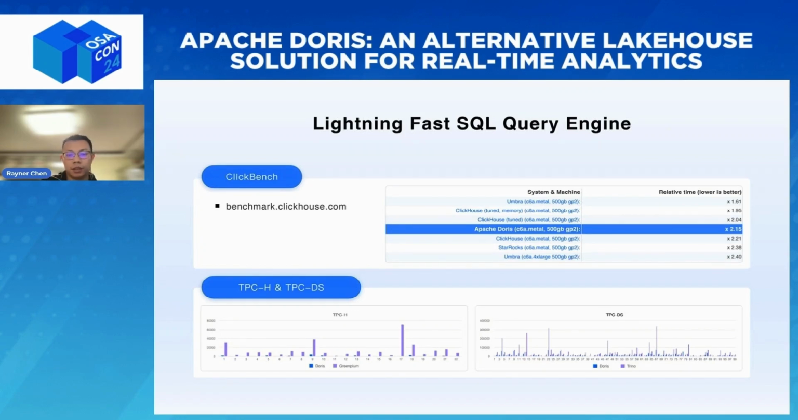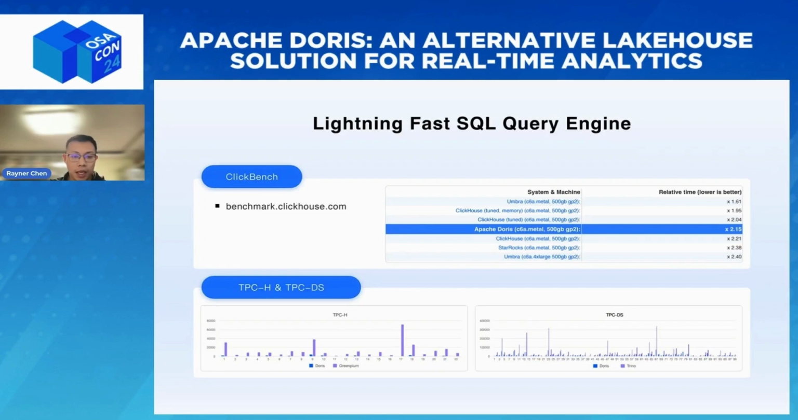Because ClickHouse still doesn't prefer multi-table join queries, we run these benchmarks and compare to other popular databases. In the TPC-H benchmark, we compare to a famous MPP database, Greenplum, which is a distributed version of PostgreSQL. You can see Doris outperforms Greenplum by 5 to 10 times on average.